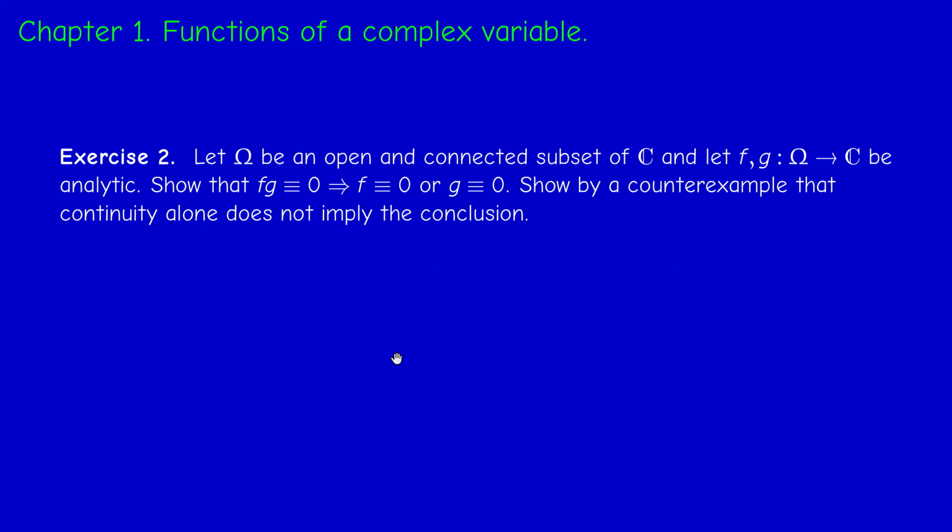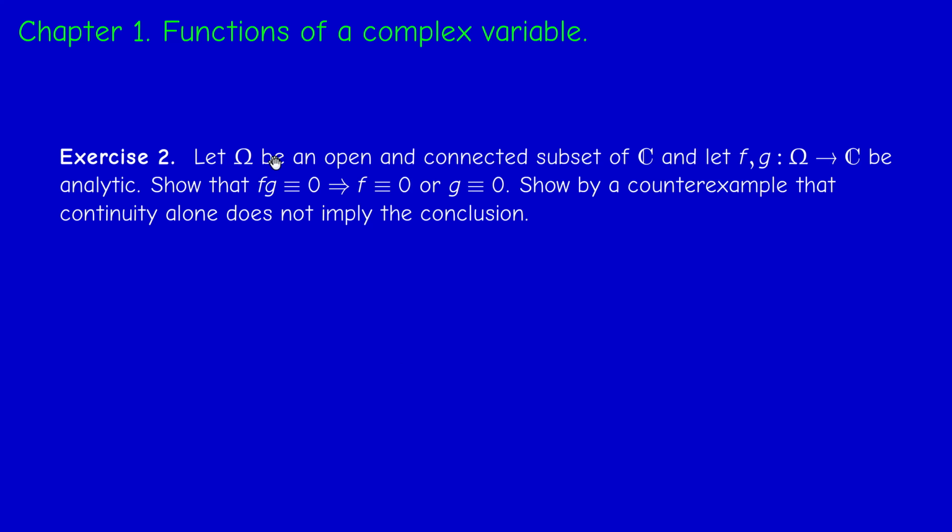Now, I suggest that you solve on your own two exercises. The first exercise: we have omega an open and connected subset of C and two analytic functions on omega. We have to show that if the product of f and g is identically 0, then either f is identically 0 or g is identically 0. Now, this is not trivial because f and g are not just numbers. This has a name in algebra: the set of analytic functions is a ring.